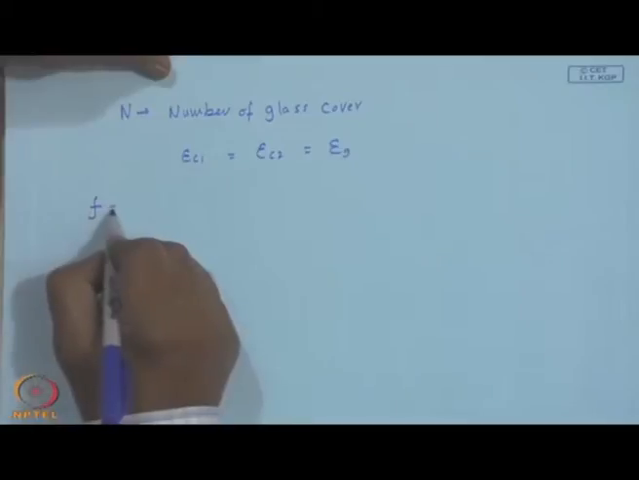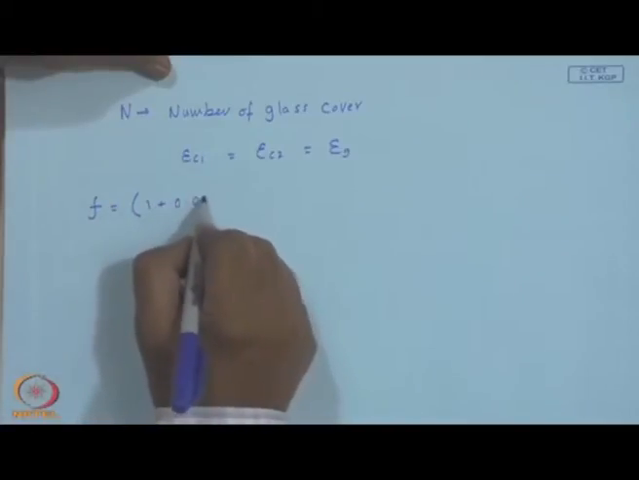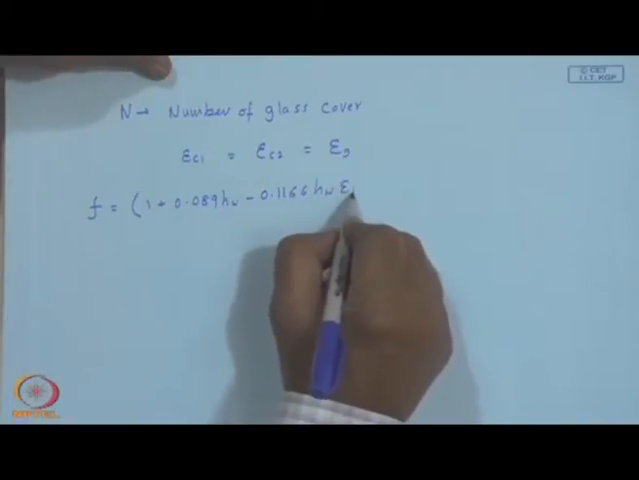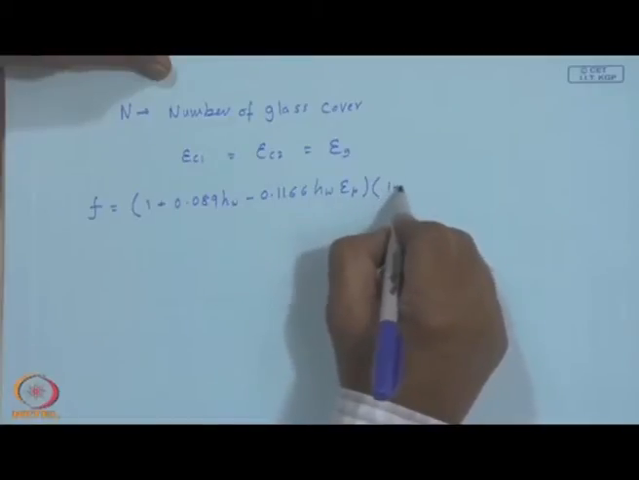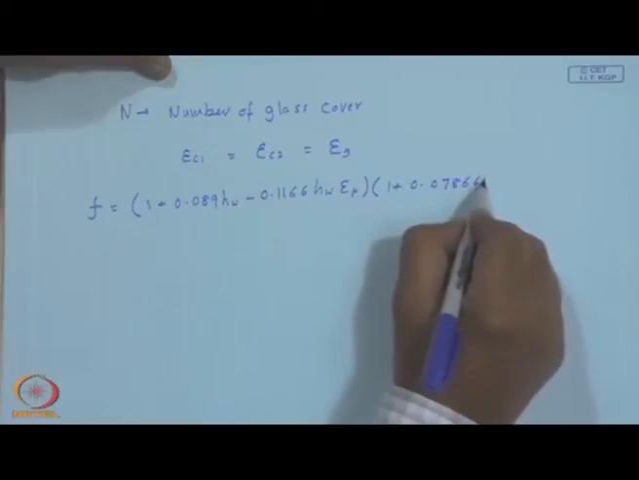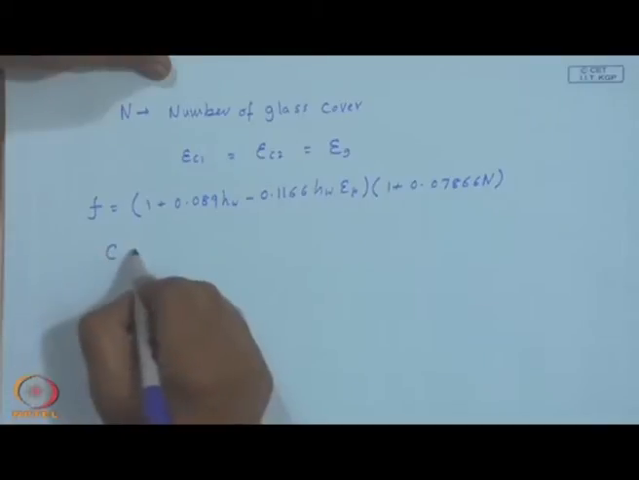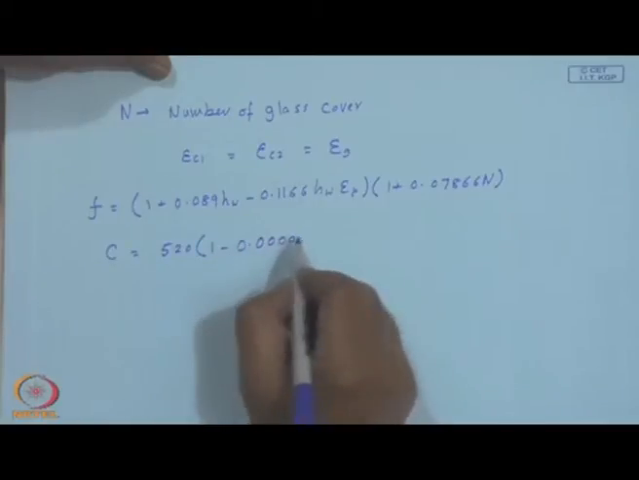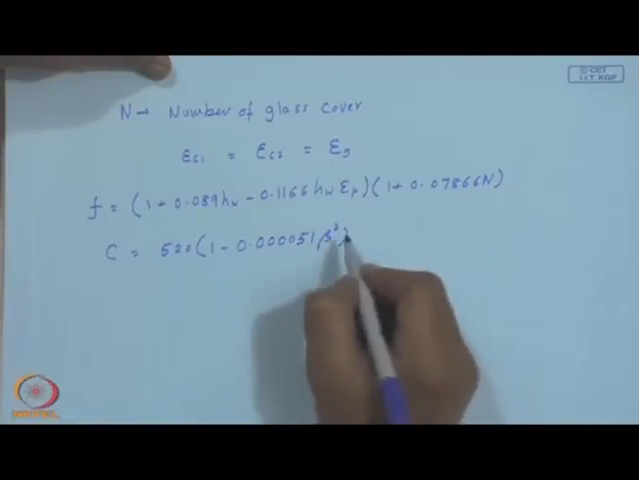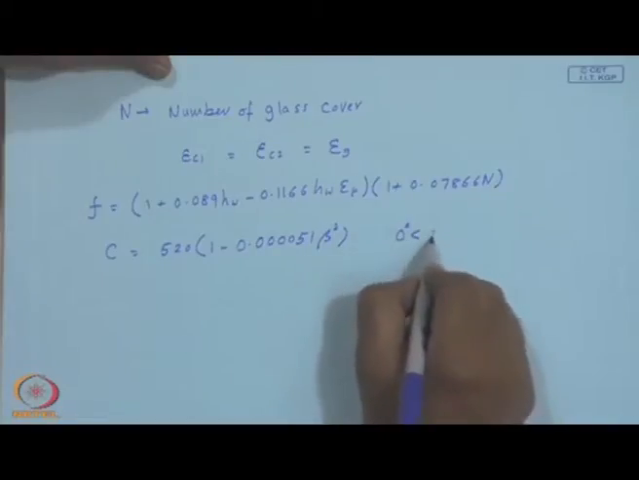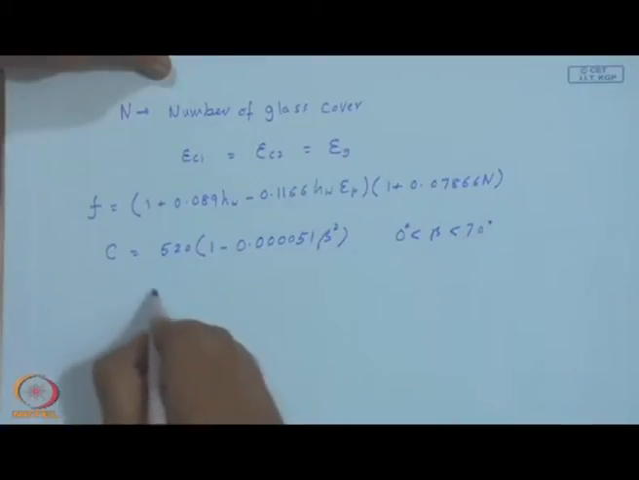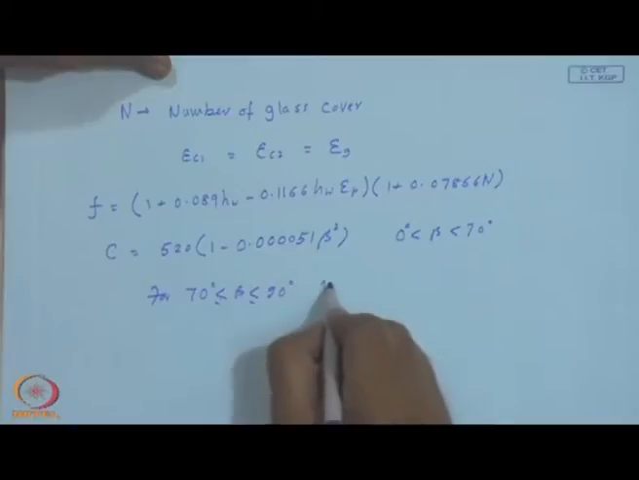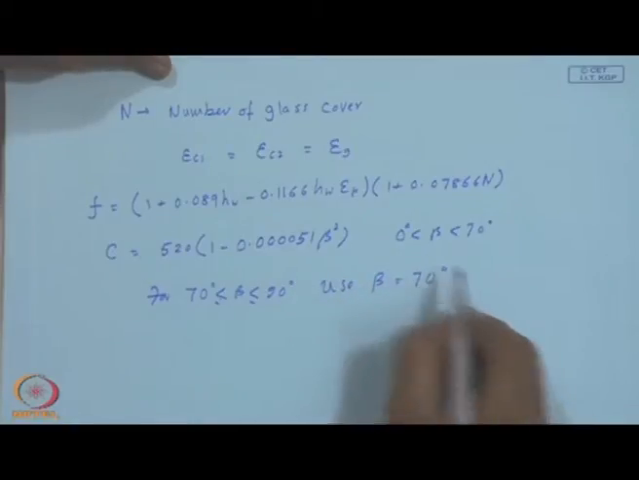Then f is another expression, then the constant C, 520 into 1 minus 0.4051 beta square, and this is for 0 less than beta less than 70 degrees, and for 70 degrees less than beta less than 90 degrees use beta equal to 70 degrees.